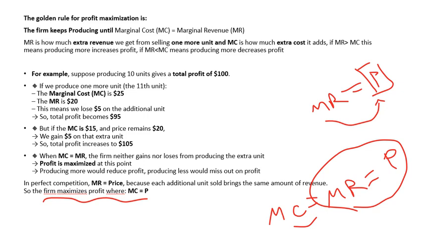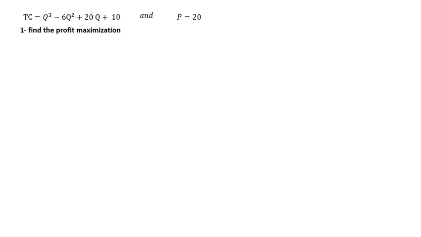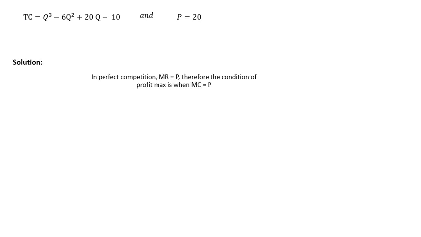Now let's build a clear example to illustrate profit maximization in a perfect competition market. Imagine a firm in a perfectly competitive market has this cost function: TC equals Q to the power of 3 minus 6Q squared plus 20Q plus 10, and the price is 20. The question is to find profit maximization. So the first thing to do is, we know that in perfect competition marginal revenue is the same as price.